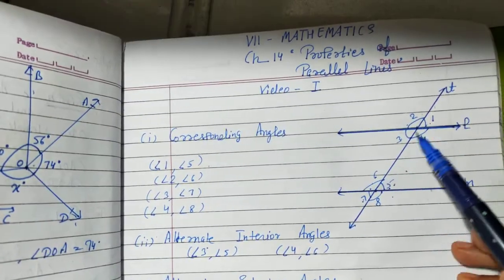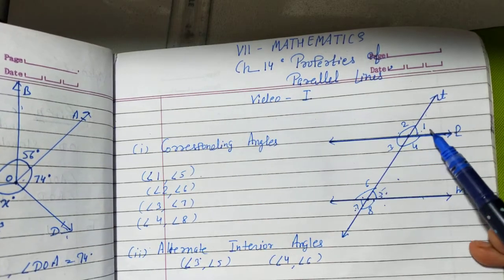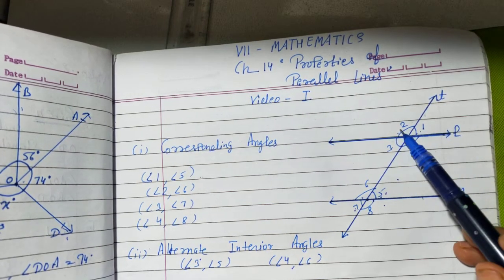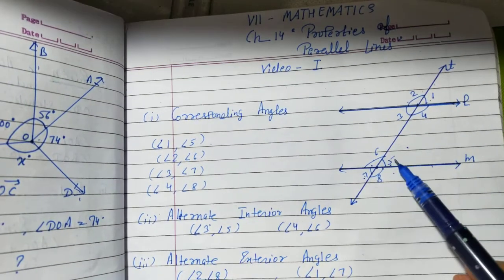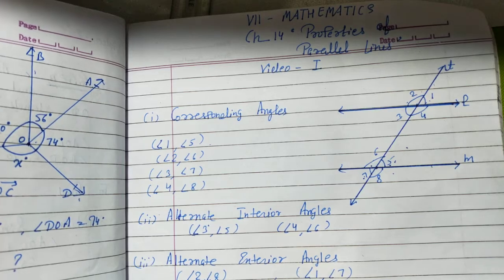You are already aware there are also formed 4 pairs of vertical opposite angles, like angle 1 and 3, 2 and 4, they are also equal. 1 is equal to 3, vertical opposite. 2 is equal to 4, vertical opposite. 5 is equal to 7, 6 is equal to 8. We have done this in lines and angles.